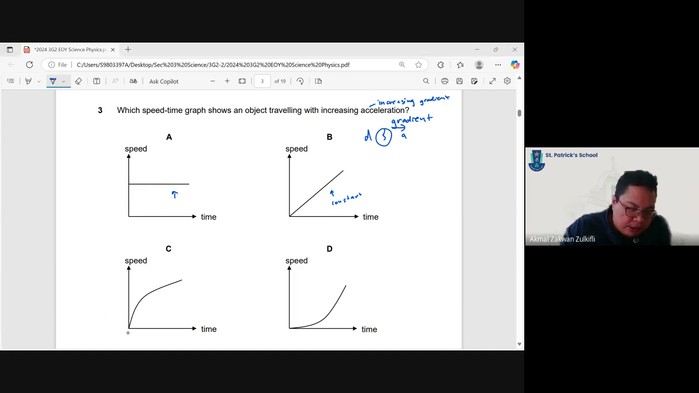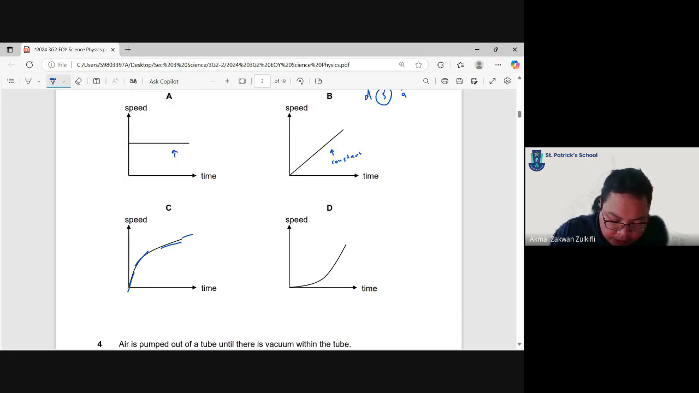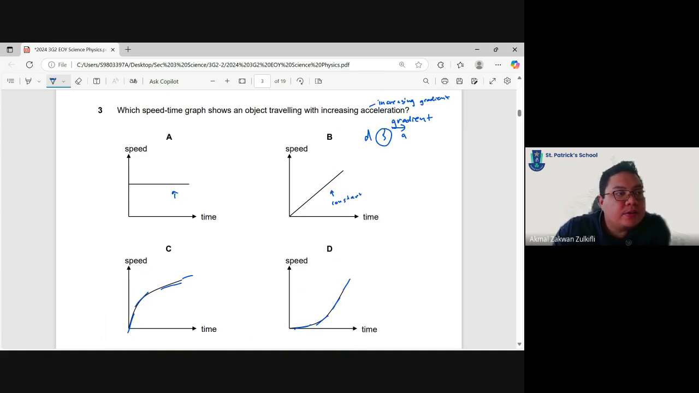For C, how does the gradient move? Initially it's like this, and then it's like that, and then it's like that. It's getting gentler and gentler, so the gradient is decreasing, right? So it is D whereby we see that it's going upwards, right? So this is our answer. Yeah, because it's increasing acceleration.